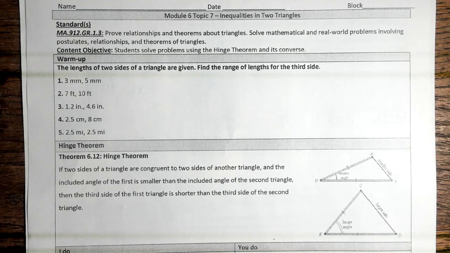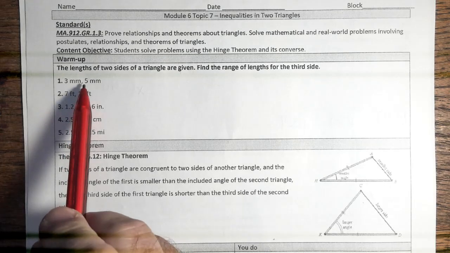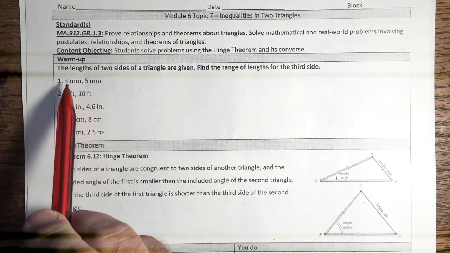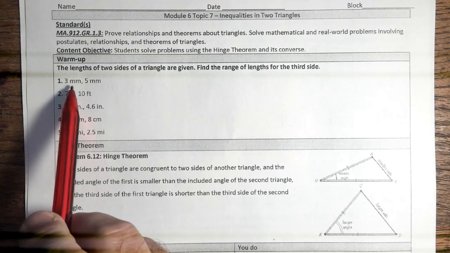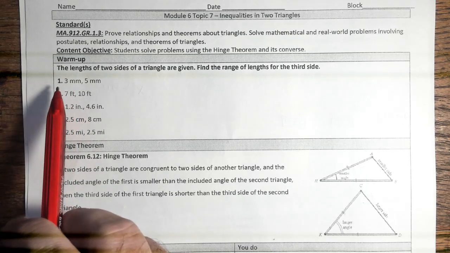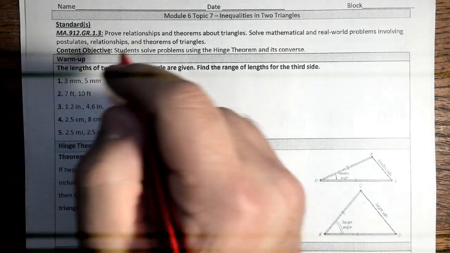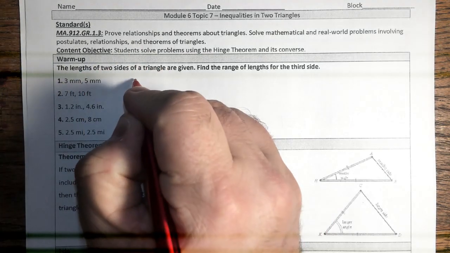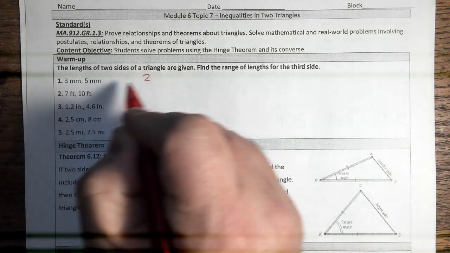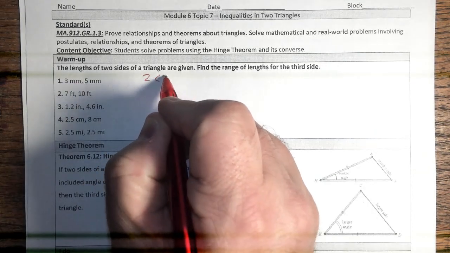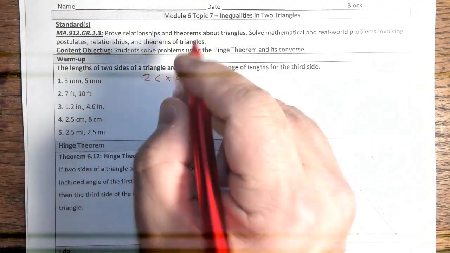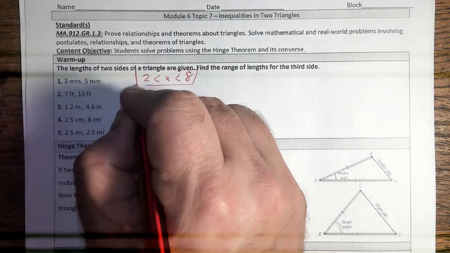So, warm-up. The lengths of two sides of a triangle are given. Find the range of the lengths of the third side. For this, the range is going to be the big number minus the little number, and the two numbers added together. I was thinking it was big plus big for a second, confusing myself. So here you have 5 minus 3 is 2. So our little number will be 2, then x is in the middle, and then 3 plus 5 is 8. So that's how you get it.